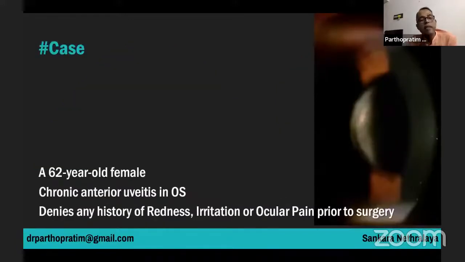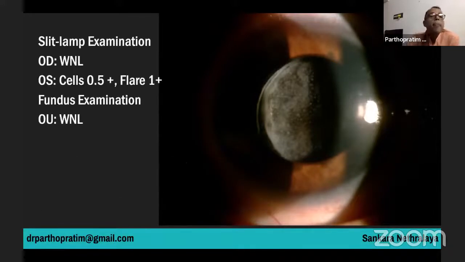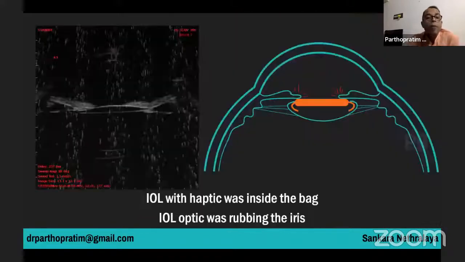Here is another case, a 62-year-old female presenting with a chronic anterior uveitis in the left eye, denying any history of redness or irritation. As you can see here, she was treated with topical steroid and oral steroid, and an extensive laboratory workup was done. The PCR from the aqueous aspirate was also done, which was negative for all viral genomes. The slit lamp examination showed mild chronic inflammation. Fundus examination was within normal limits.